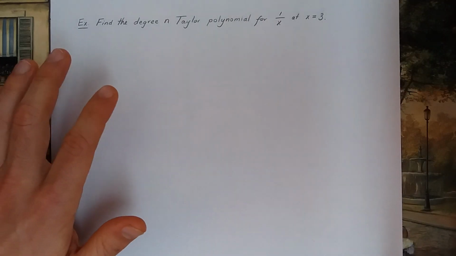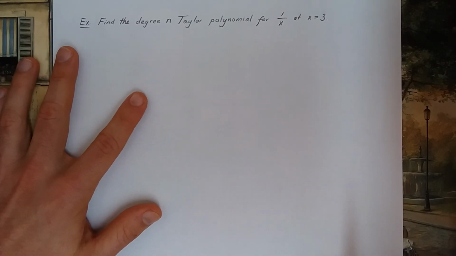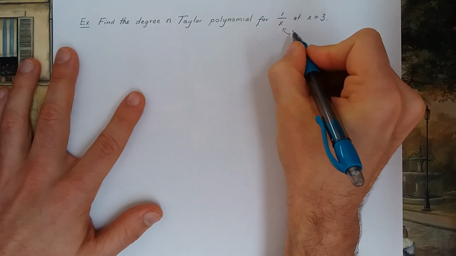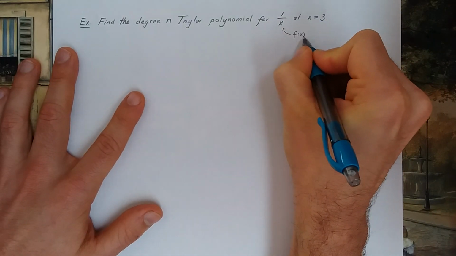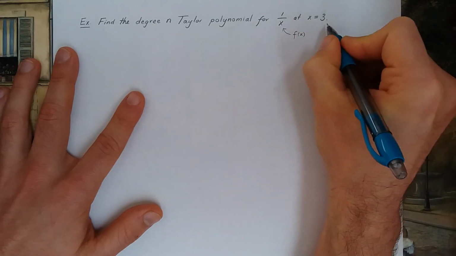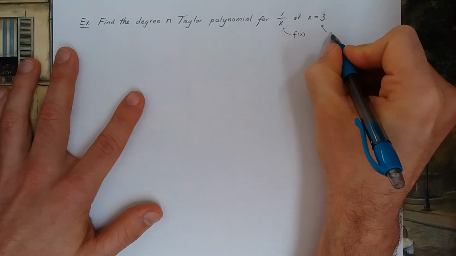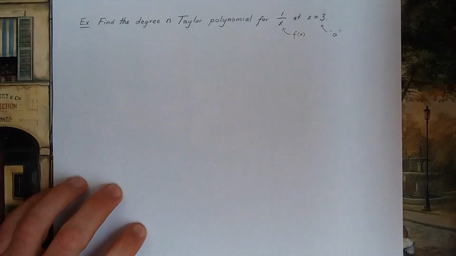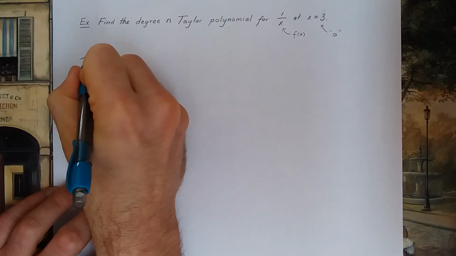So let's do an example of finding the degree n-Taylor polynomial. Let's find the degree n-Taylor polynomial for the function f of x, which I'm going to say is 1 over x at x equals 3. That's my a value, 3. So we found in the last video the answer.